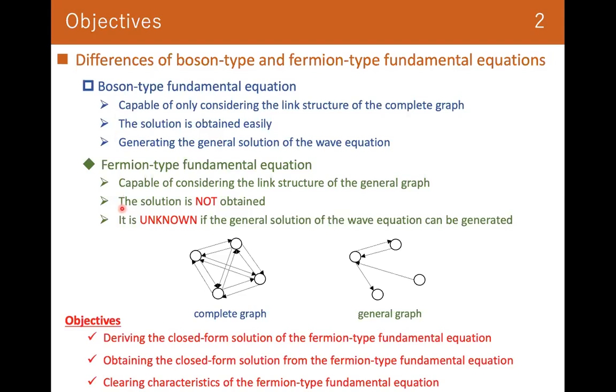Moreover, the solution of the equation is not obtained, and it is unknown if the general solution of the wave equation can be generated. In addition, this figure shows the example of the complete graph and the general graph. Also, this symbol represents the Boson-type fundamental equation, and this symbol represents the Fermion-type fundamental equation. Based on these differences, the objectives of this research are 3 points: deriving the closed-form solution of the Fermion-type fundamental equation, obtaining the closed-form solution of the wave equation from the Fermion-type fundamental equation, and clarifying the characteristics of the Fermion-type fundamental equation.